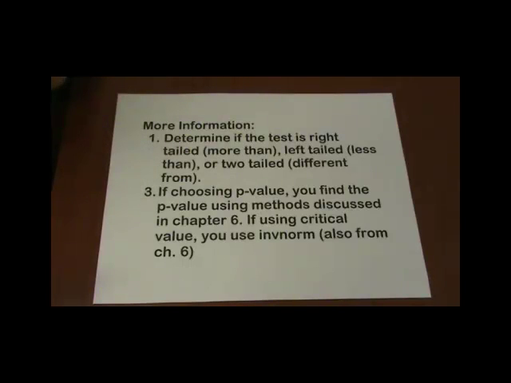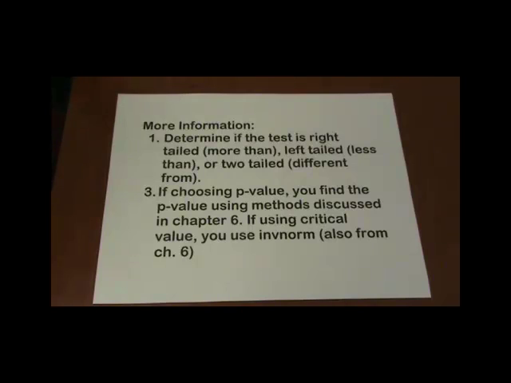Some more hints for number 3. Number 3 was pick your method. If you're choosing the p-value method, then you find the p-value using the methods we discussed in Chapter 6. Meaning you're going to do normal CDF of that number to 1,000 if you're going to the right, or normal CDF negative 1,000 to your number if you're going to the left. If you're two-tailed, it's a little bit different, so we'll talk about that too. If you're using critical value, you use inverse norm, also from Chapter 6. So these are some hints for 1 and 3.